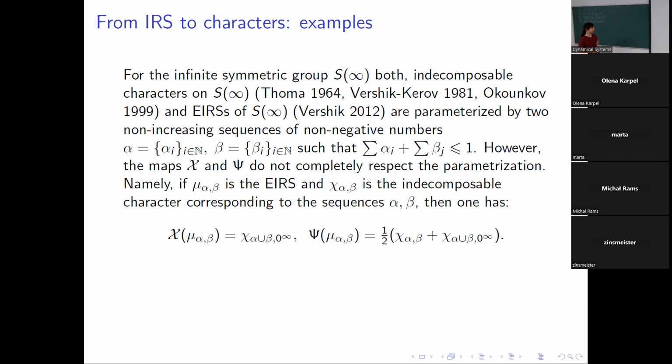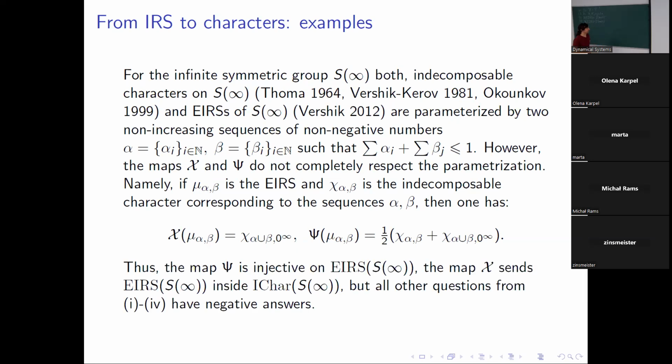It changes the parameterization. Yes, it actually loses a lot. So we lose the second half of the parameters. And psi maps new alpha beta to this character, one half of two other characters, which in general is not decomposable, for instance, because it's a combination of two characters. So the conclusion is that the map psi is injective on the space of ergodic invariant random subgroups. So the second question has a positive answer for psi.